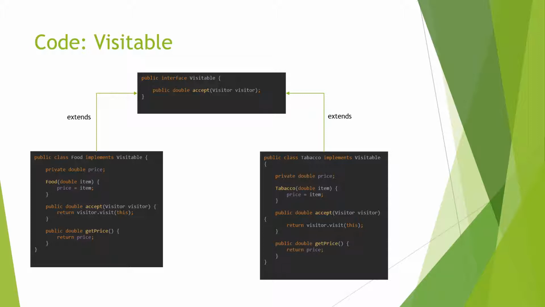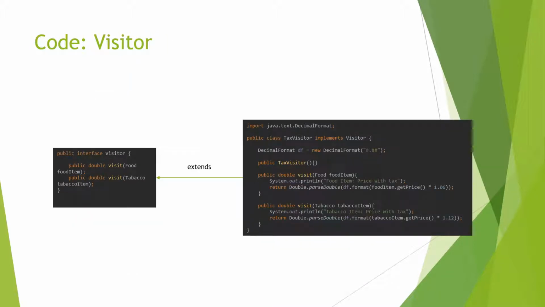In each object, there's a price. There's the constructor, which sets the price. There is the accept method, which we talked about earlier, which would then call the visitor, which would be passed to the accept method. And then there's a get price, so we can return the price of each object.